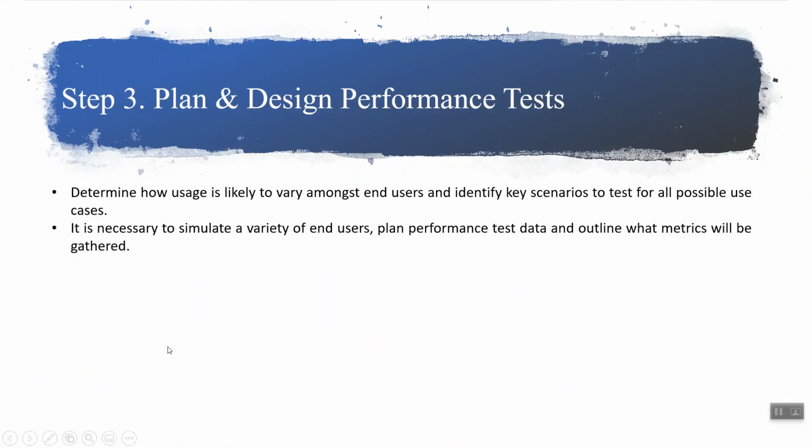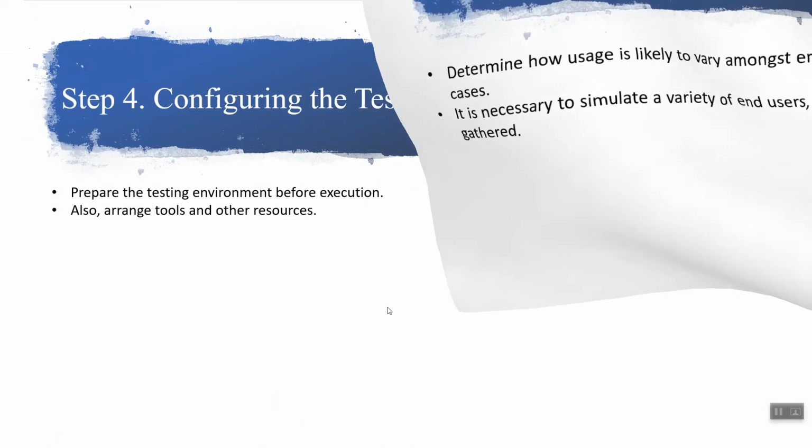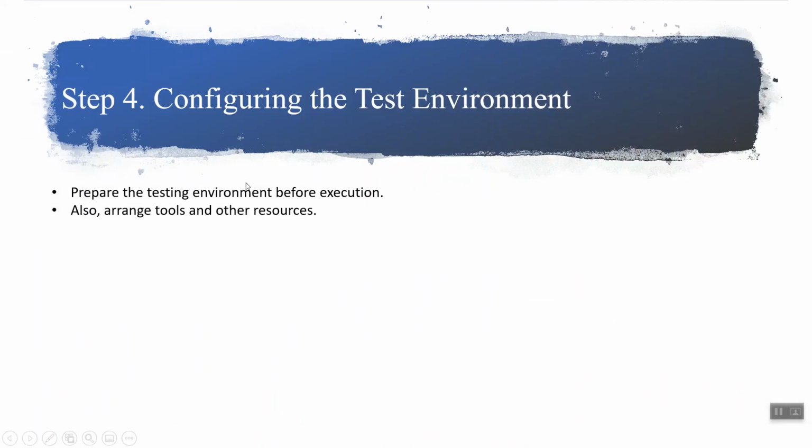After that, step 3 is plan and design performance test. As the name suggests, here we do the planning and designing of performance test. Step 4 is configuring the test environment. So we already decided our test environment. We need to configure those. So here we prepare the testing environment before execution. Also arrange tools and other resources needed for performance testing. So this comes under step 4.